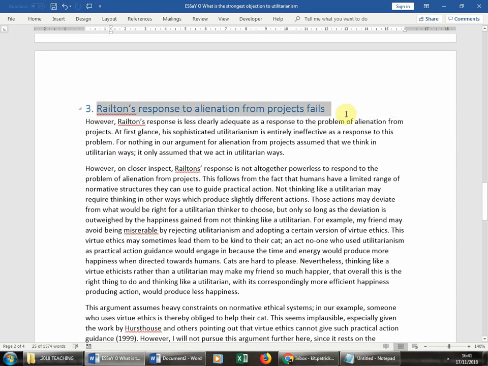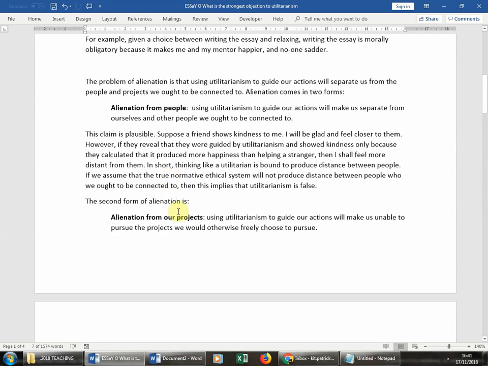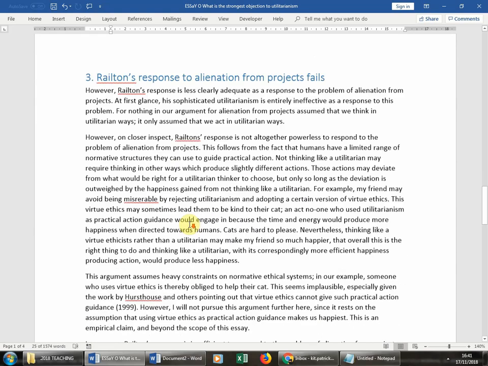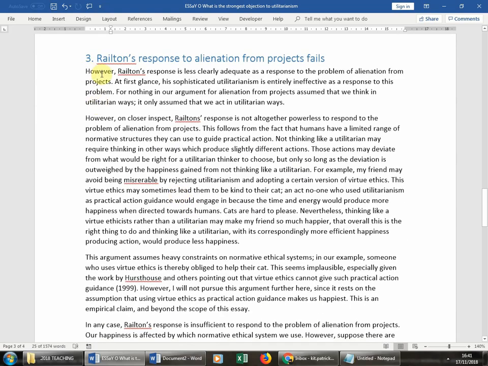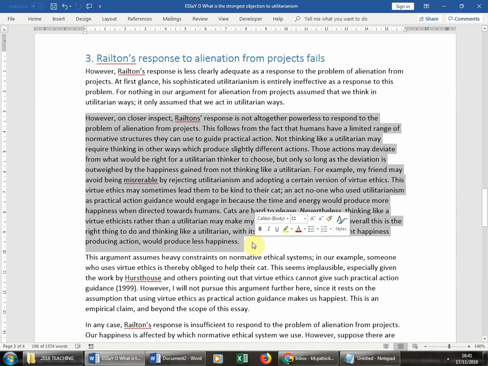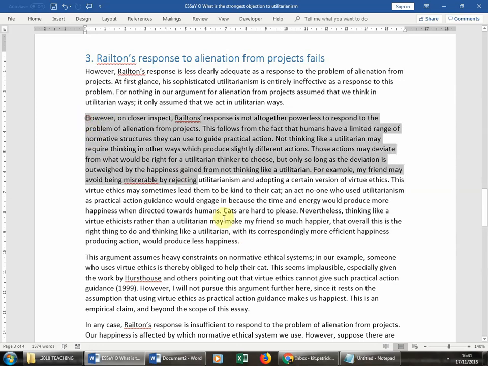Railton's response to alienation from project, the second form of alienation, we're going to argue in this section that fails. And this section is really where the essay stands out. We've got, first, a good argument that Railton fails to respond to this sort of alienation. Then the person sat down and thought, well, what could Railton say in response to that? How could Railton get out of that? And they come up with really quite an ingenious thing. This is something Railton could say. It's not something Railton did say, but it's something Railton could say, and they make it sound very plausible.